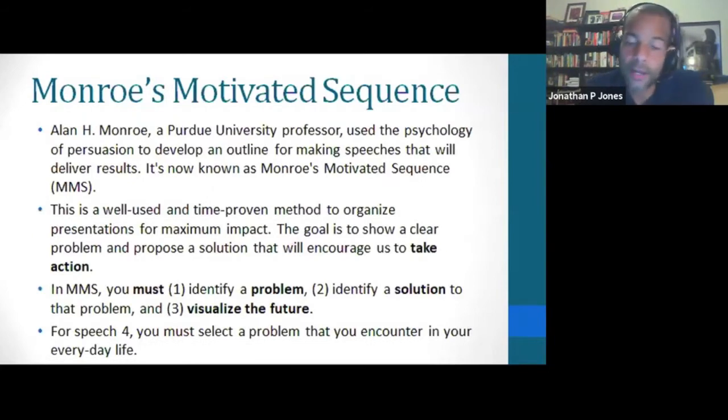But to get started, Monroe's motivated sequence is named after a guy named Monroe, okay, Alan Monroe. He was a Purdue University professor, and he used the psychology of persuasion to develop an outline for making speeches that would deliver results. And it's known as the Monroe's motivated sequence.